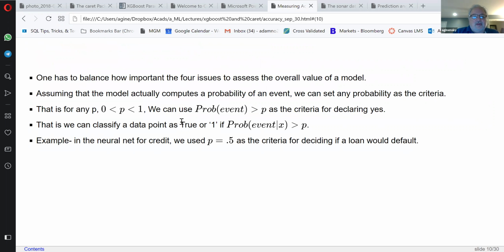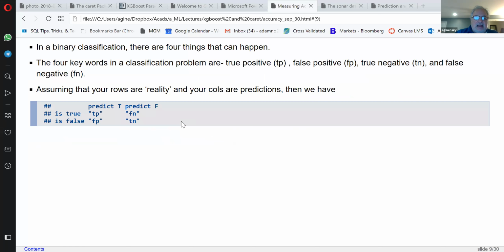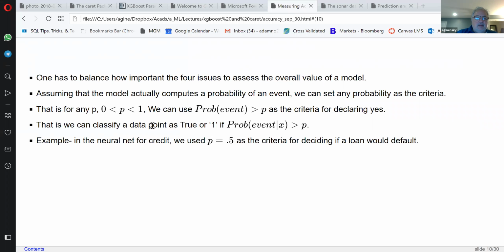Well, what I really want to say is that it's important to understand how important each of these 4 things are. For example, if you're trying to determine if someone has cancer, you're very concerned to get the true positives. True negatives are less important. You really want to have very few cases of false negatives. So you want to do things so that you're going to maximize true positives.